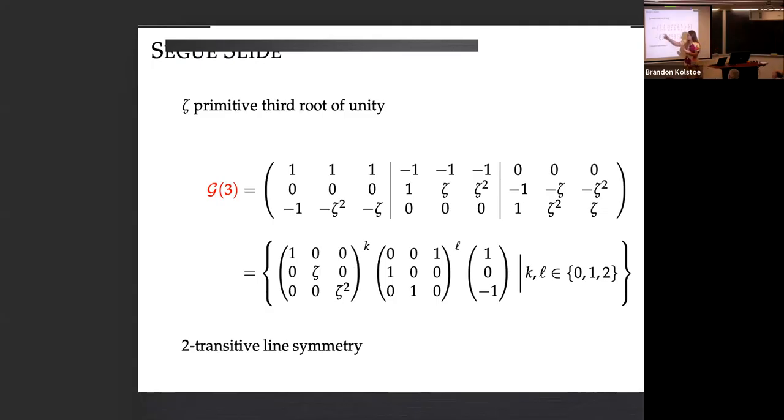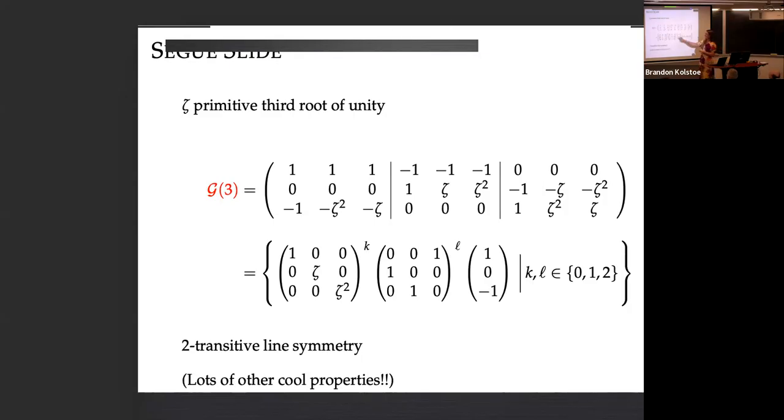And we have powers of a matrix that has 1, zeta, zeta squared along the diagonal, and then powers of the cyclic permutation matrix. And that generates all 9 of these vectors. It ends up that this has 2 transitive line symmetry, which is a pretty special trait. In fact, Dustin and Joey did a lot of work characterizing every single ETF with 2 transitive line symmetry. That also got into representation theory in a way that is above my pay grade.